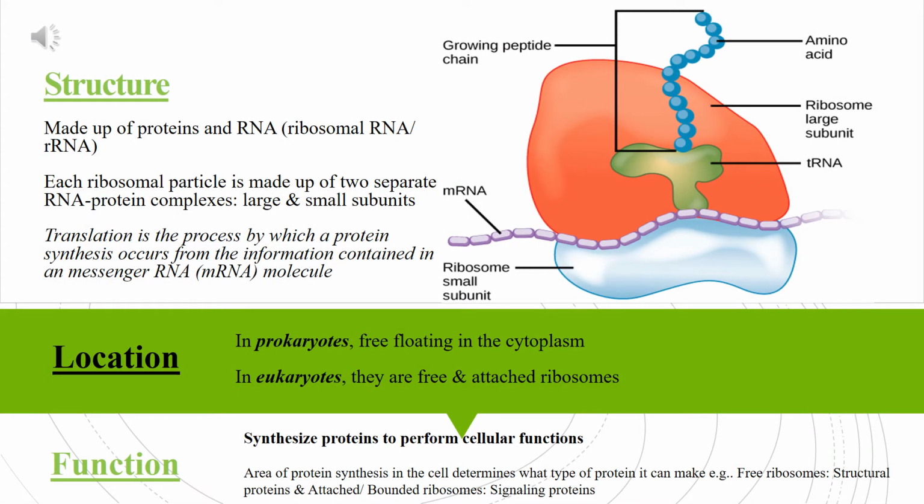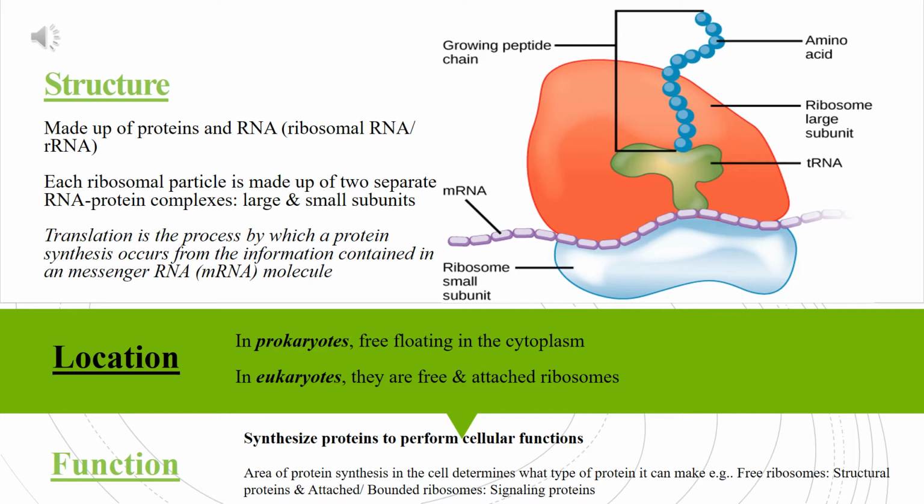Structurally, the ribosomes are made up of proteins and RNA. The RNA in the ribosomes is known as ribosomal RNA. Each ribosomal particle is made up of two subunits, a large subunit and a small subunit, and individually each of these subunits is made up of RNA-protein complexes.